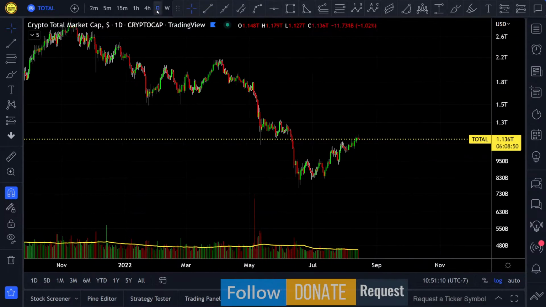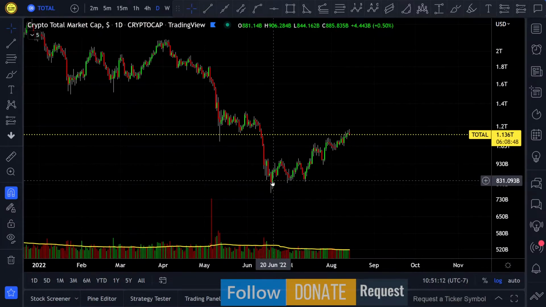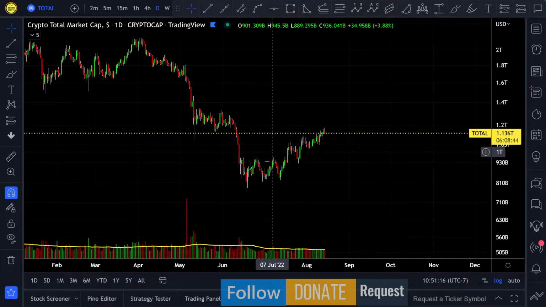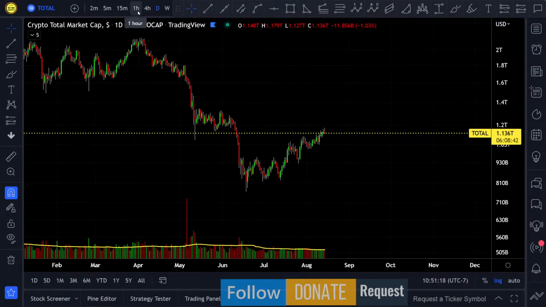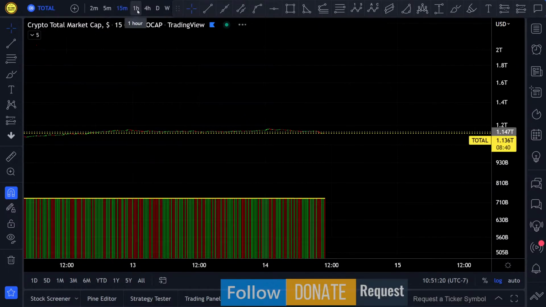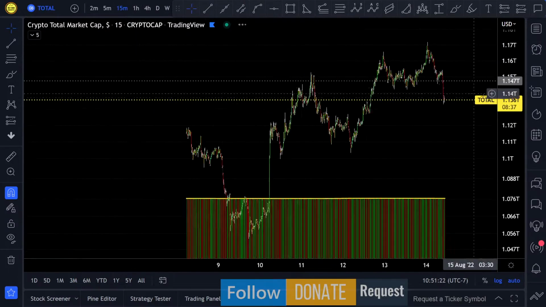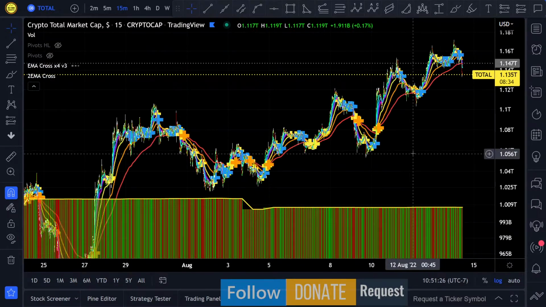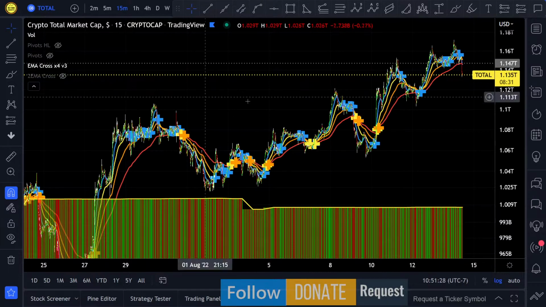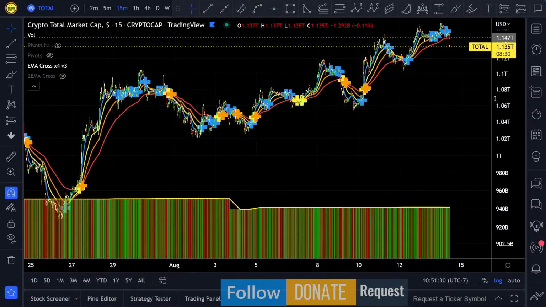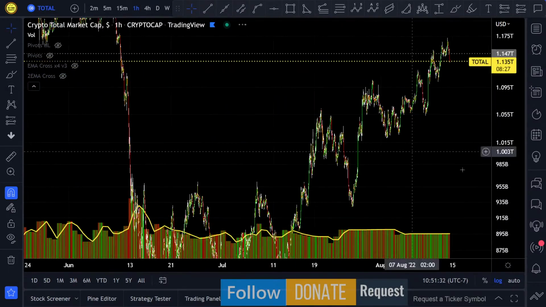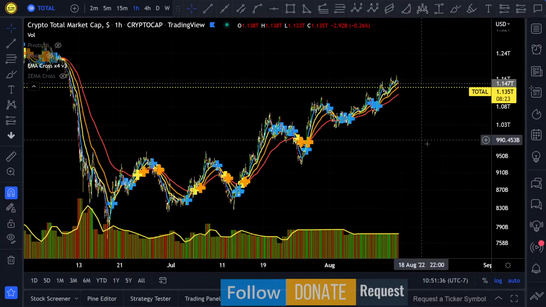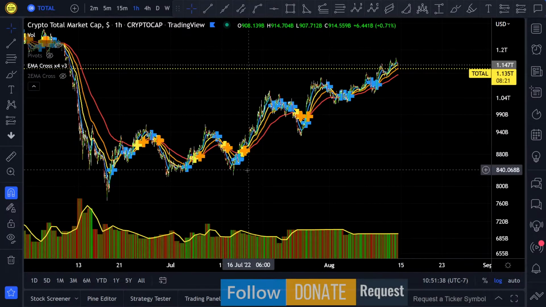Well, to be frank, we're still in this daily uptrend of crypto. However, on the shorter term time frames, if we look at maybe a 15-minute or 5-minute, we can see we did pull back down to our 200 EMA area. Let's look at a 1 hour. It's a little cleaner. It's still in the uptrend.